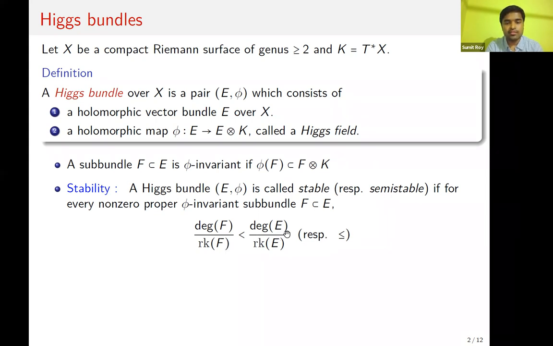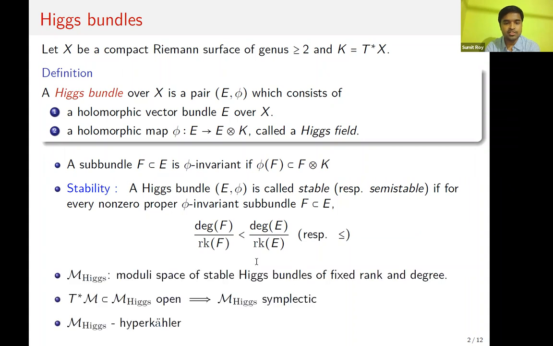And degree of a vector bundle means degree of the determinant bundle, which is a line bundle. And if degree and rank are coprime, in that case, semi-stable implies stable. Okay. Now, if we impose the stability condition, then we have the moduli space. So let M Higgs denote the moduli space of stable Higgs bundles of fixed rank and fixed degree. Okay. And this M here is the moduli space of stable vector bundles. And the cotangent bundle of that is an open subvariety of the moduli space of Higgs bundles.